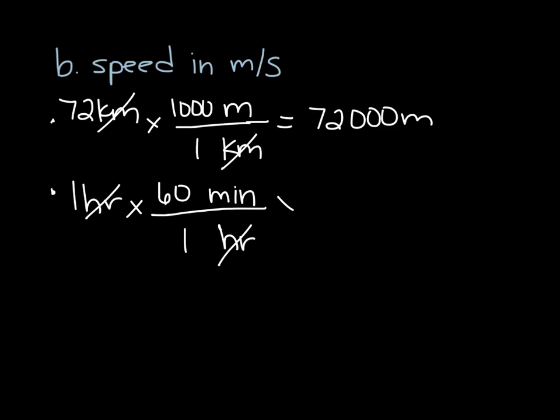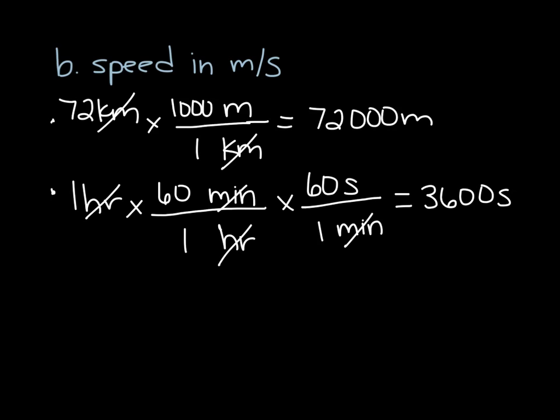We're going to do the same thing to get to seconds. So because minutes are on top, minutes will go on the bottom, letting me put seconds on top. Minutes will divide out, leaving me with 60 seconds per minute as my numbers that I would plug in. So when I do the math, I'd have 1 times 60 over 1 times 60 over 1, which is 3,600 seconds.